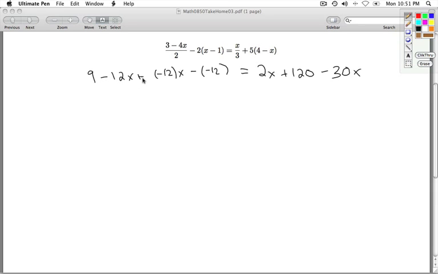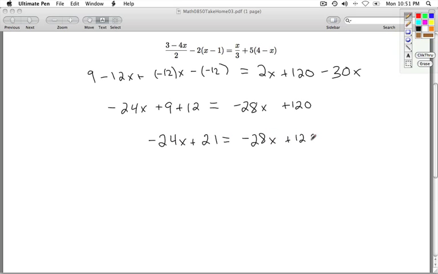I have negative 12x plus negative 12x. This is negative 24x. I have a 9 here minus a negative 12. That's going to be plus 9 plus 12. Here we have 2x minus 30x. That's negative 28x plus 120. 9 plus 12 is 21. So we get down to negative 24x plus 21 is negative 28x plus 120.